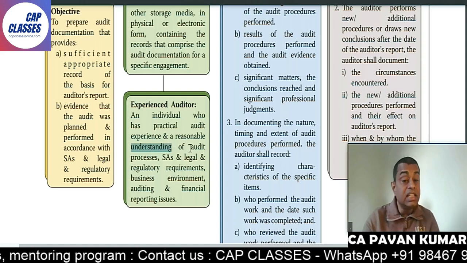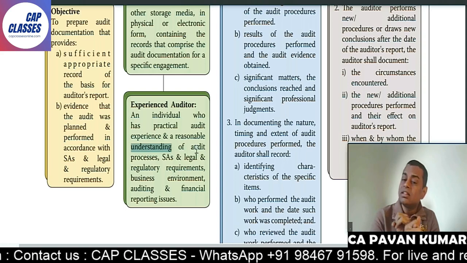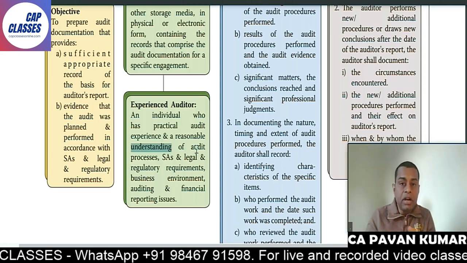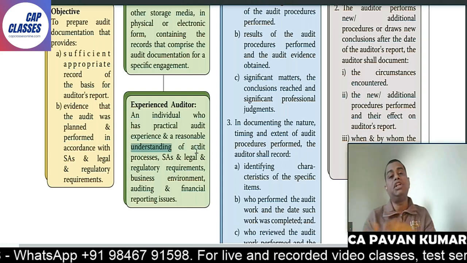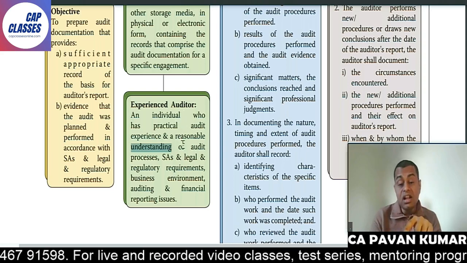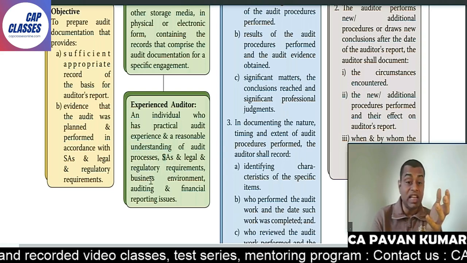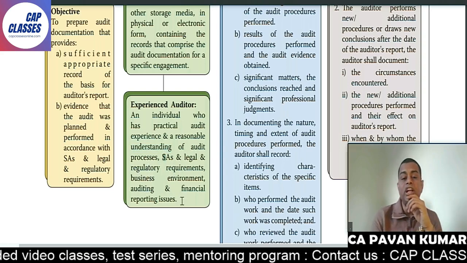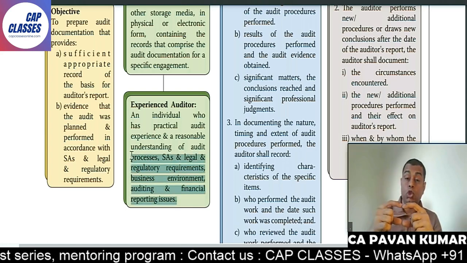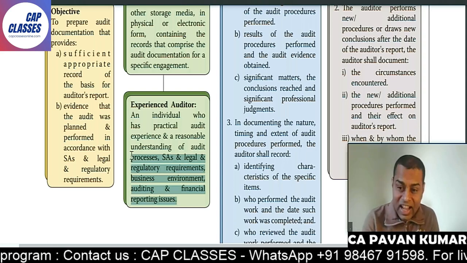Though he has reasonable understanding, that means high level understanding, what he should understand: auditing process, standards on auditing, legal requirements, regulatory requirements, business environment, industry, economy, financial reporting. All these things he should understand. So an individual who has practical experience and understanding of audit processes, SAs, legal requirements, regulatory requirements, business environment, auditing and financial reporting issues. If you know all these things with reasonable understanding, which is high level, then my dear friend, you are an experienced auditor. Yay!